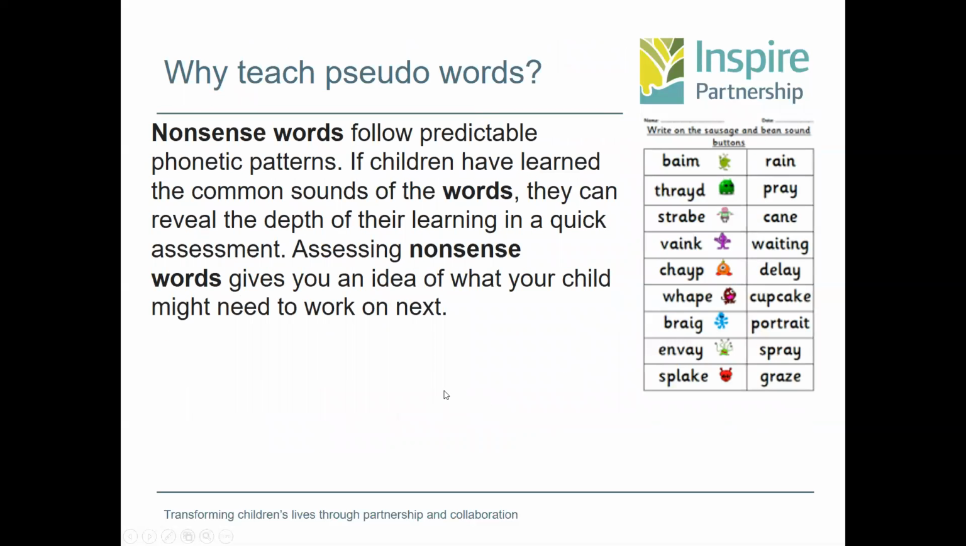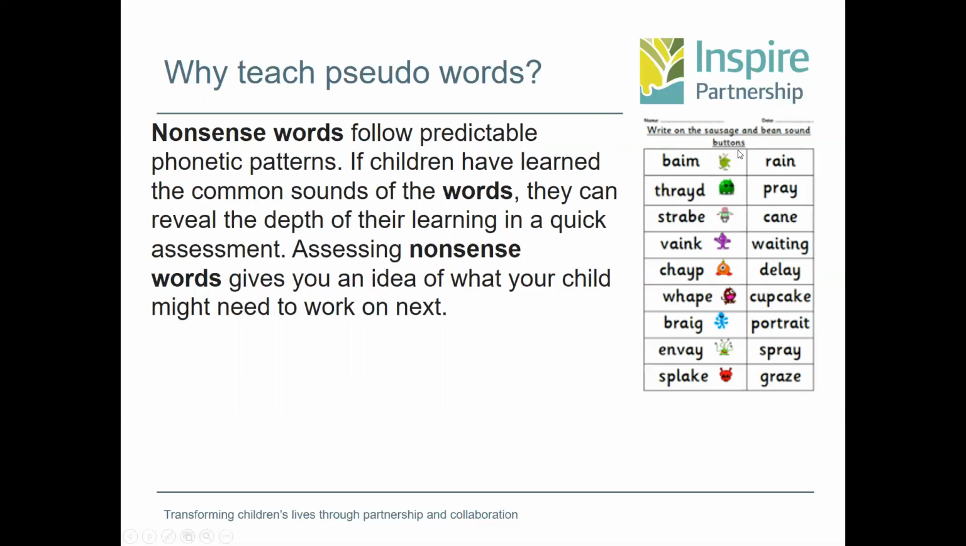So why do we teach alien words, these pseudo words? These nonsense words follow predictable phonetic patterns. If children have learned the common sounds of the words, they can reveal the depth of their learning in a quick assessment. Assessing how the children read these nonsense words, or alien words, gives us an idea of what your child might need to work on next. It tells us whether they actually have learned that phoneme properly and whether they need to learn it some more.